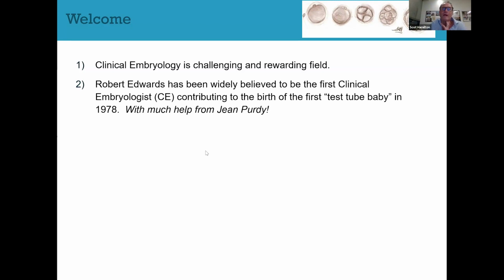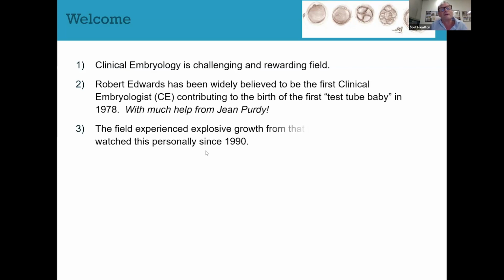Now, Robert Edwards has been widely believed to be the first clinical embryologist, contributing to the birth of the first test tube baby in 1978. He actually had a lot of help from Gene Purdy, who some people privately believe was the first clinical embryologist. It's experienced explosive growth from that time until now, and I've watched it personally. I participated in my first egg retrieval as what we called an IVF technician then in 1990.